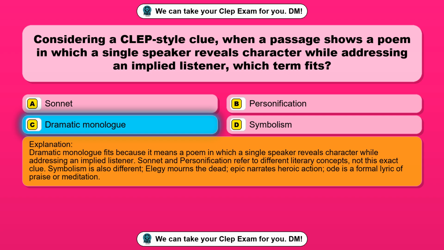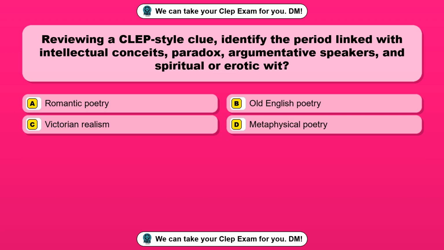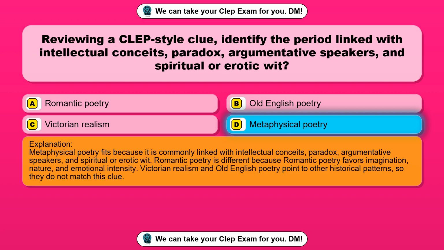Question 18. Reviewing a CLEP style clue, identify the period linked with intellectual conceits, paradox, argumentative speakers, and spiritual or erotic wit. Option A, Romantic poetry. Option B, Old English poetry. Option C, Victorian realism. Option D, metaphysical poetry. The correct answer is option D, metaphysical poetry. Metaphysical poetry fits because it is commonly linked with intellectual conceits, paradox, argumentative speakers, and spiritual or erotic wit.